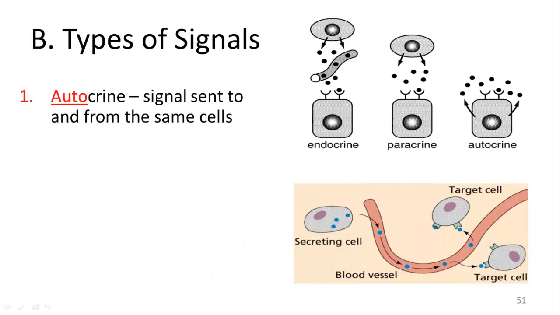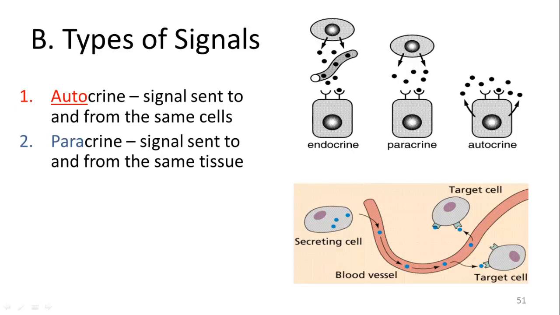Signals from one cell to another can occur across different levels. In an autocrine signal, the signal acts within the same cell, from one part of the cell to the other. In a paracrine signal, it's going within the same tissue. So it's from one cell to another, but within the same general area, because a tissue is an aggregation of cells that have the same function.